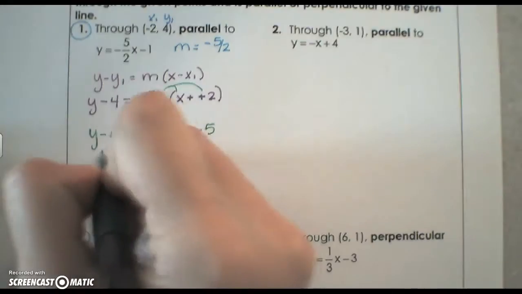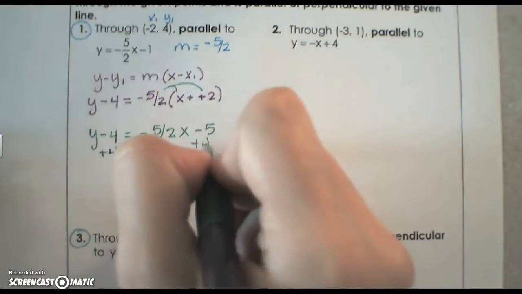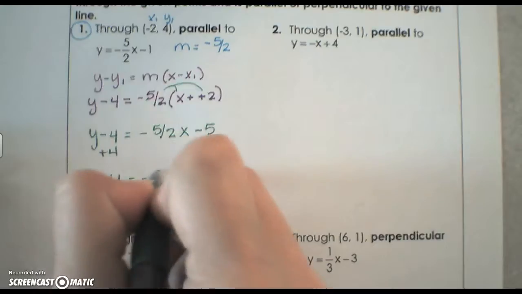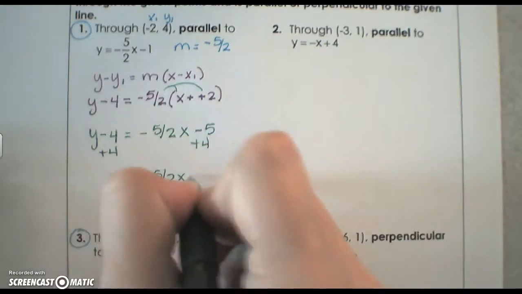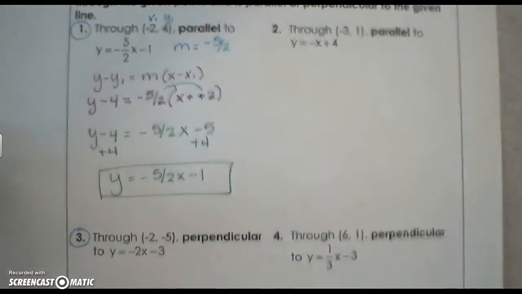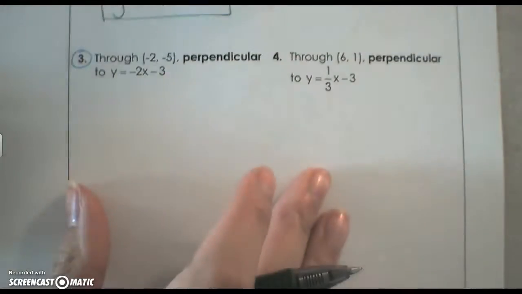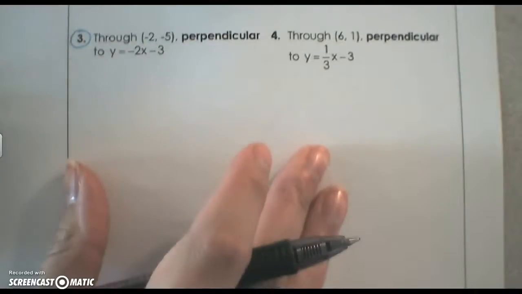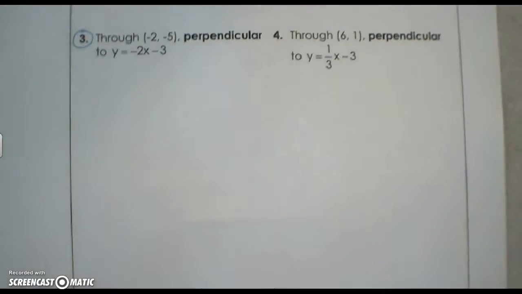All right, last step, add 4. Y equals -5/2 x minus 1. Perfect. All right, let's take a look at this perpendicular one. If you want to pause and try the parallel one right now, you can. Otherwise, you can watch perpendicular and then try both.